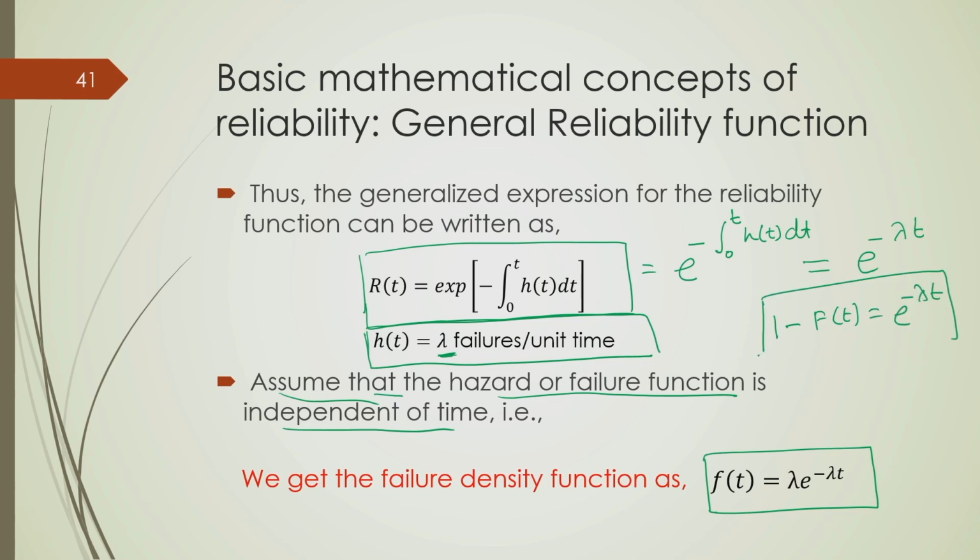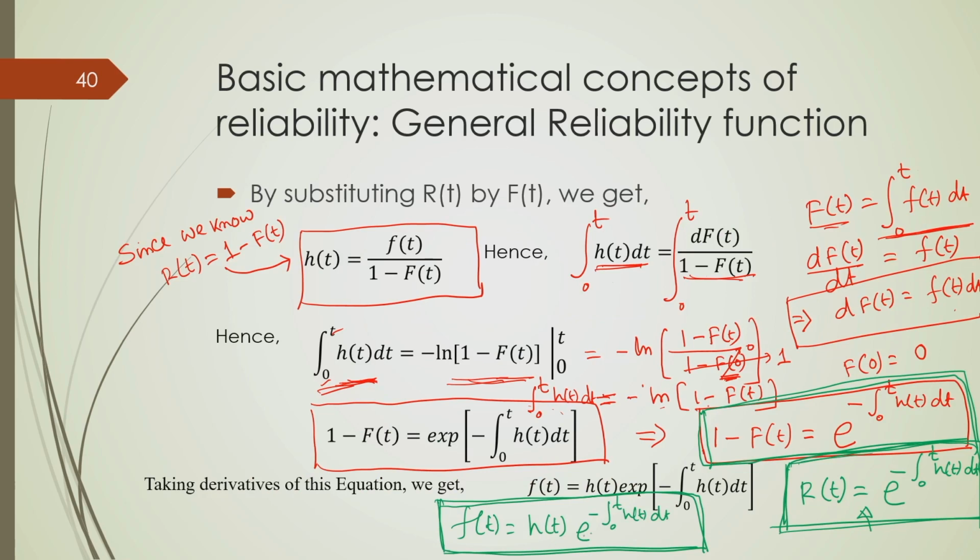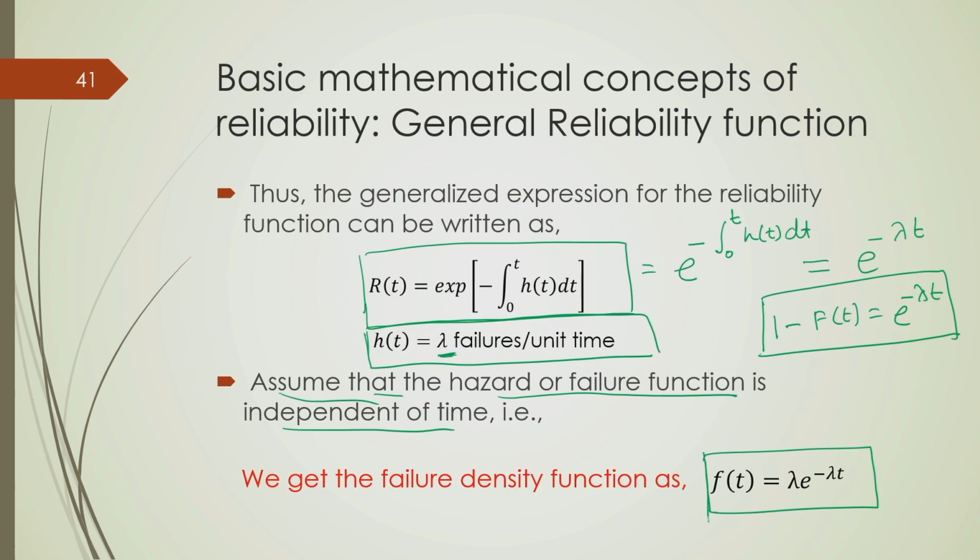Okay. And this failure distribution function which was equal to h(t) e to the power minus the integration from 0 to t of h(t) dt, which results in minus lambda t. So, this probability density function will come out to be small f(t) as lambda multiplied by e to the power minus lambda t. Now, what actually this analysis results is very important.